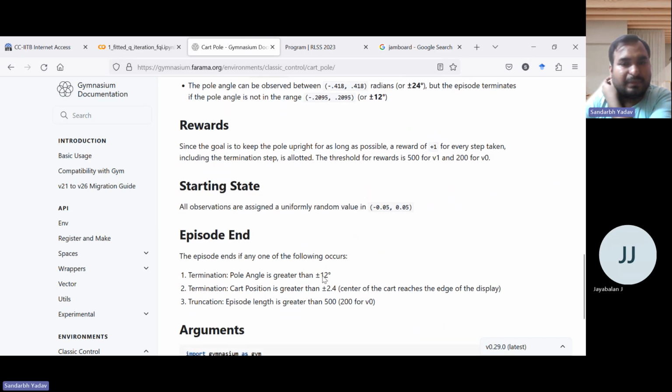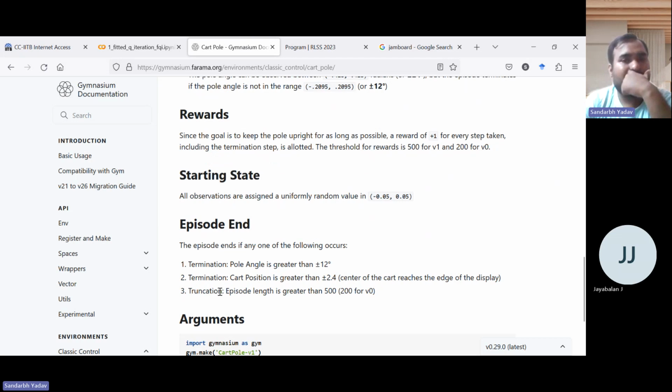Also, I think there will be a truncation too, because eventually you need to terminate. If you are able to keep the pole up without falling for 500 steps, then the episode will terminate. If the pole falls, then definitely the episode can terminate at that point itself. But there are also some other conditions.